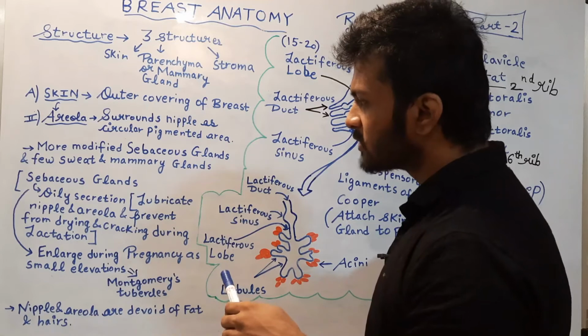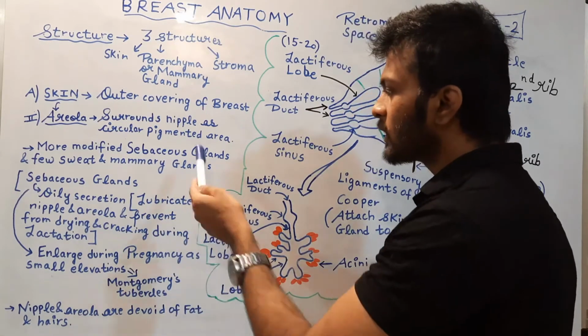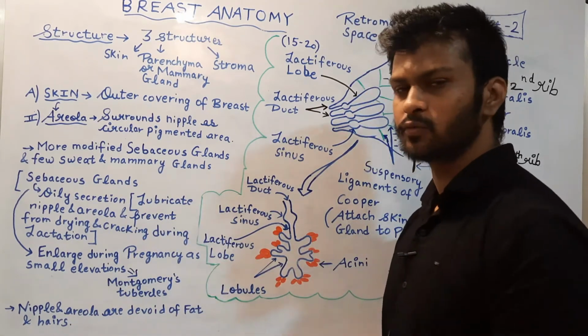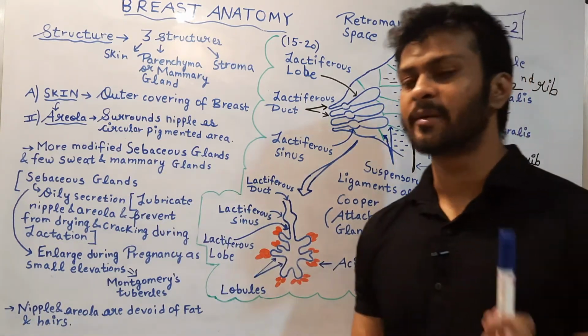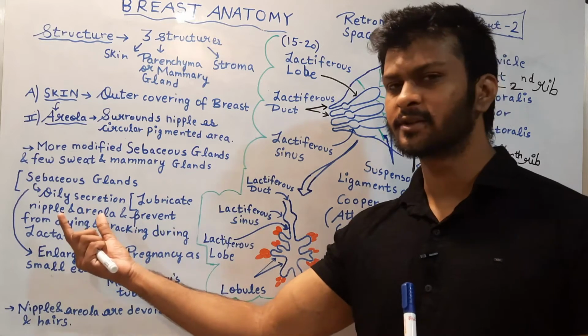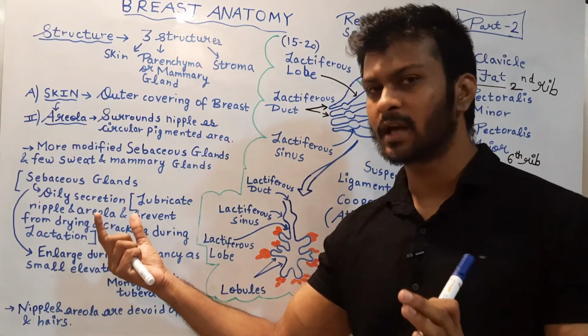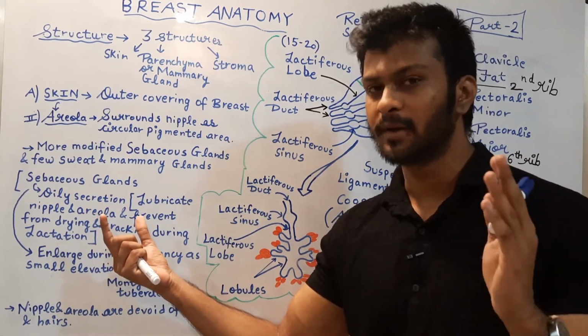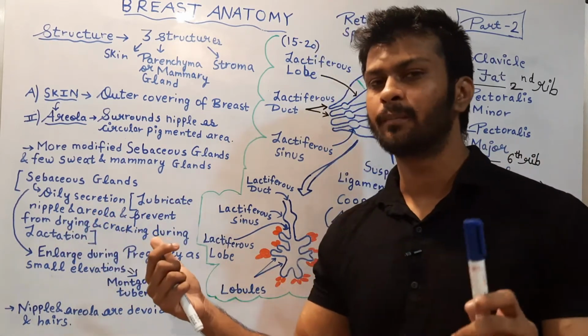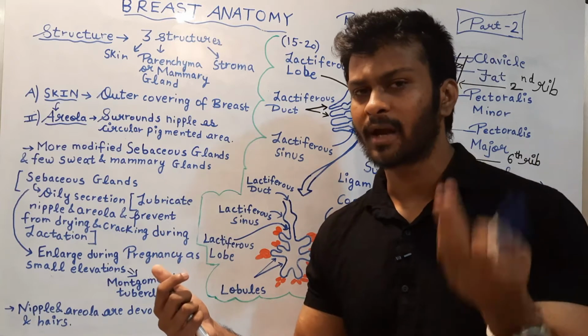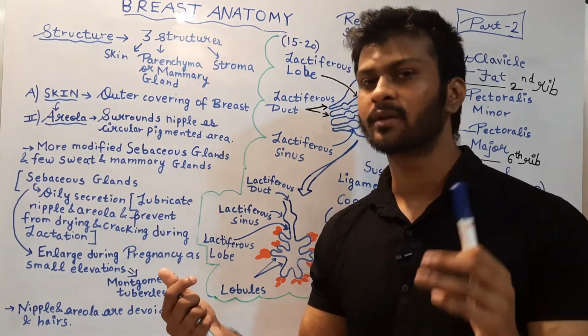The areola will consist of more number of modified sebaceous glands, and few sweat and mammary glands will be observed in the areola. So the importance of the sebaceous glands is that it will produce oily secretion, and due to this oily secretion there will be lubrication of nipple and areola. Which will prevent the nipple and areola from drying and cracking during the lactation.